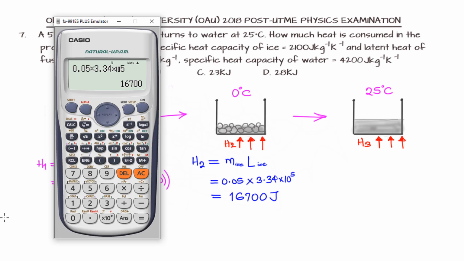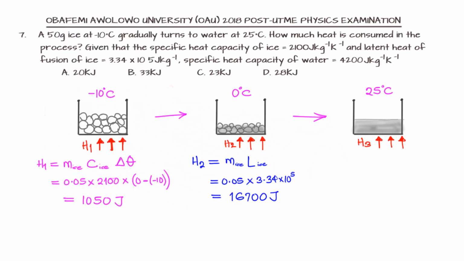Okay? Ice. All right, that's 16,700 joules. And then after we have gotten the ice transformed into water, now the water will start from 0 degrees Celsius to 25 degrees Celsius. And so for us to calculate the heat consumed, we also use MC multiplied by change in theta. Now change in theta is 25 minus 0 now, okay?